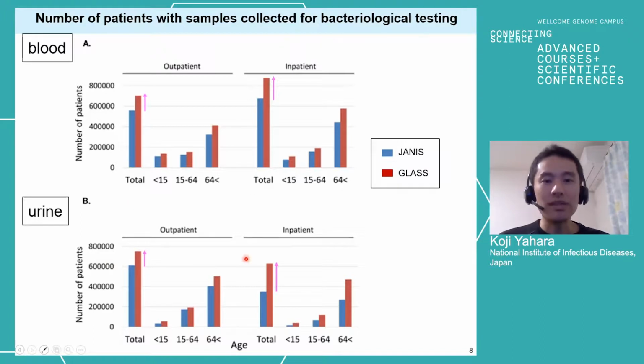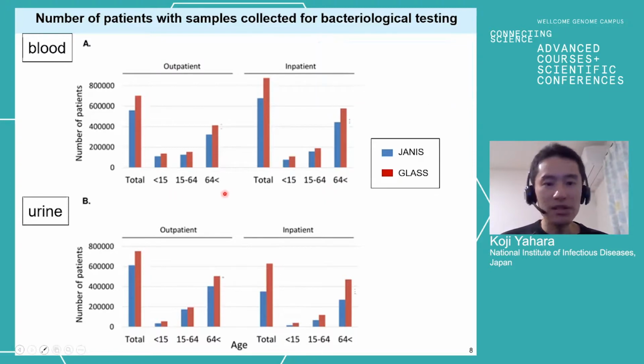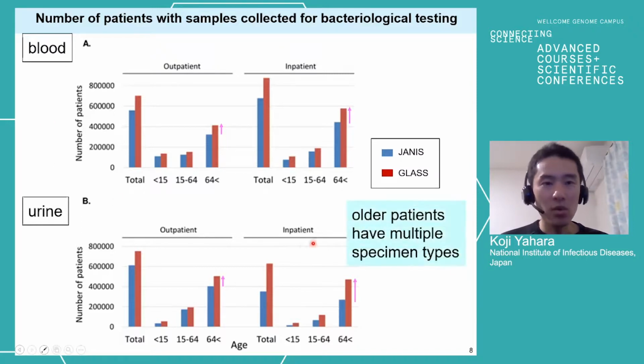The discrepancy between JANIS and GLASS probably comes from the fact that GLASS counts the number of patients infected per anatomical site, whereas JANIS only considers the site of the first occurrence of the pathogen, but ignores the others. When the difference was examined between the three age groups, it was largest in the older than 64 years group, irrespective of outpatient, inpatient, and specimen type. This may be because older patients tend to have multiple specimen types, such as blood, urine, and sputum.